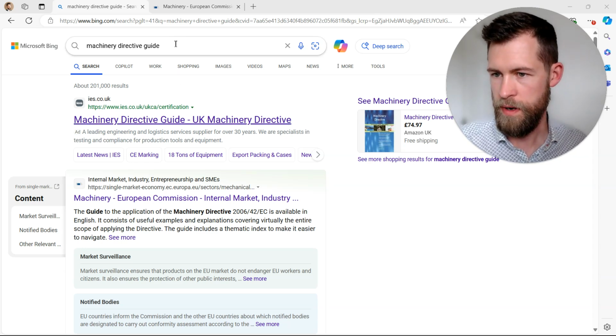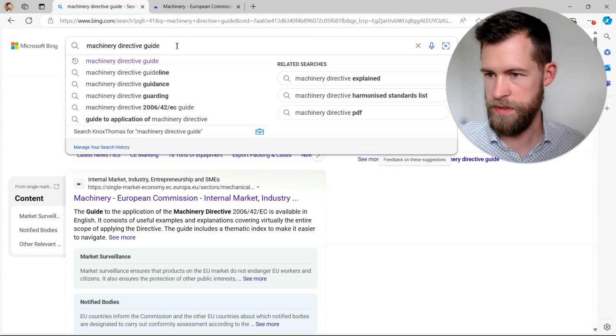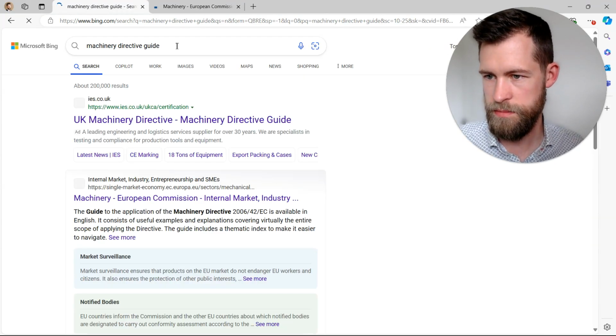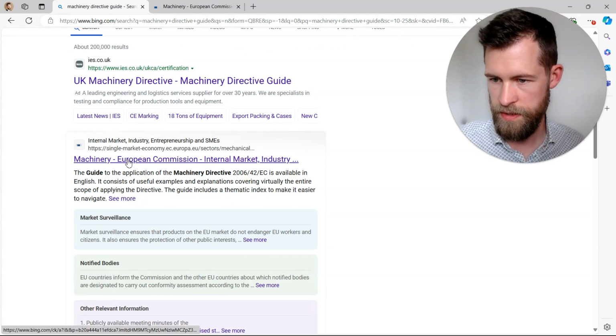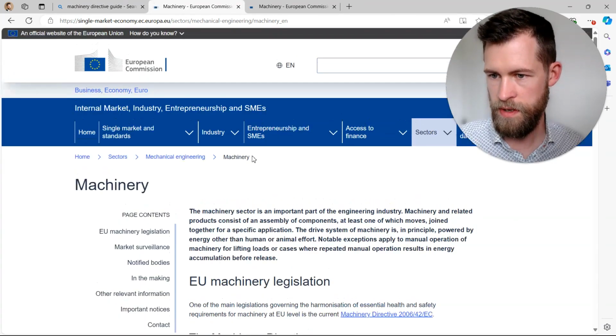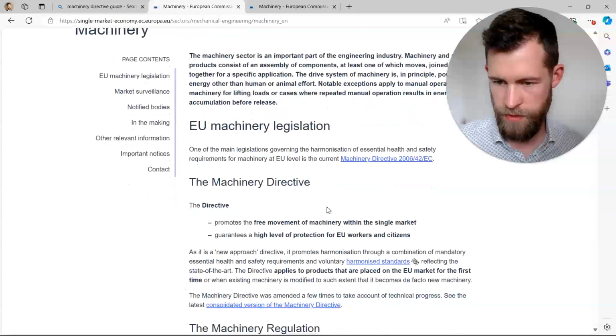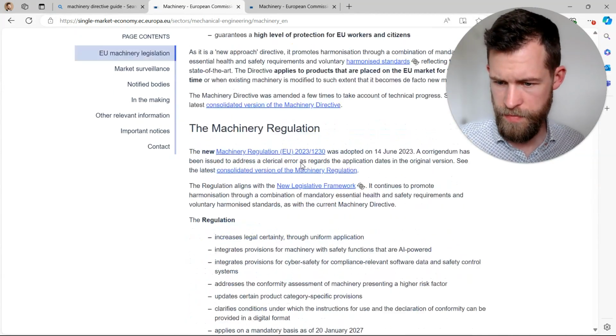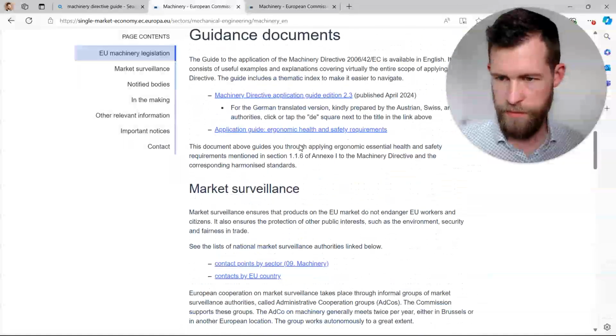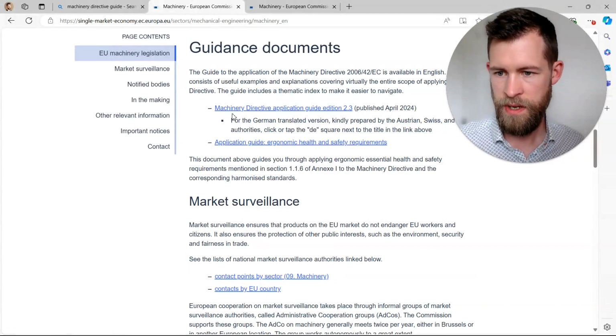So if we head into Google, or in this case Bing, and we search Machinery Directive Guide, we're going to go to the EU Commission's website. We're going to scroll down. So this is the page for the Machinery Directive. If we keep going down, we've got a couple of guidance documents. And this one here is particularly helpful.